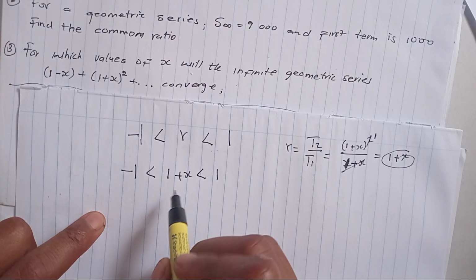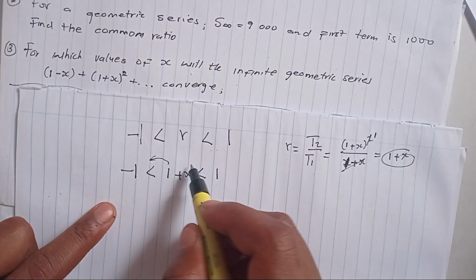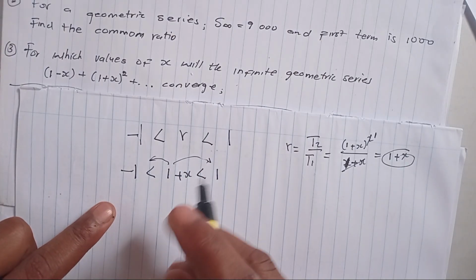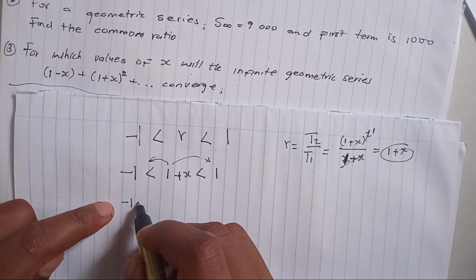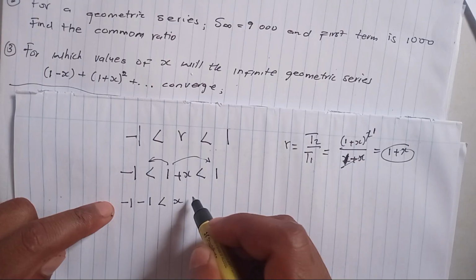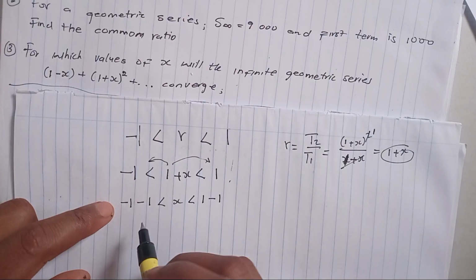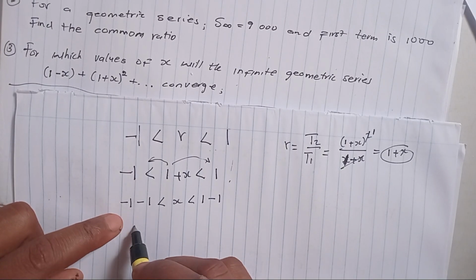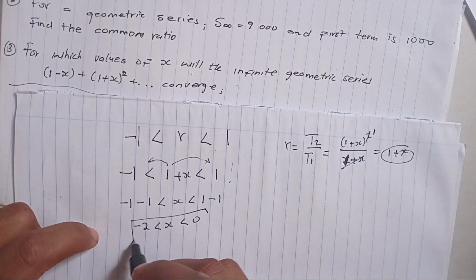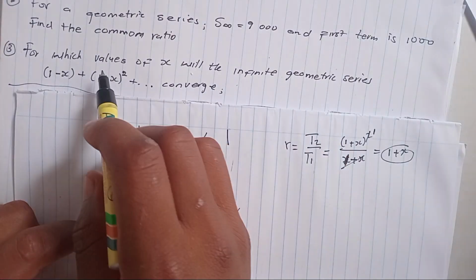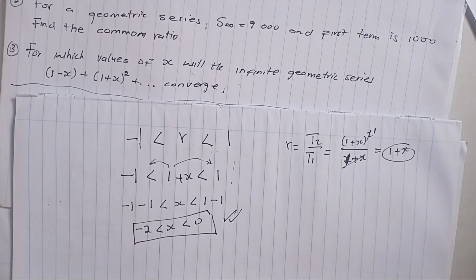Now we're going to do what? We're going to say, okay, we take 1 to the other side. We take 1 to this side and 1 to the other side. And when we take them to both sides, it changes sign. So we're going to have -1 minus 1 less than x. We're going to take it to the other side, both sides. So we're going to have -2 less than x less than 0. So this one will be the values of x for these to converge.